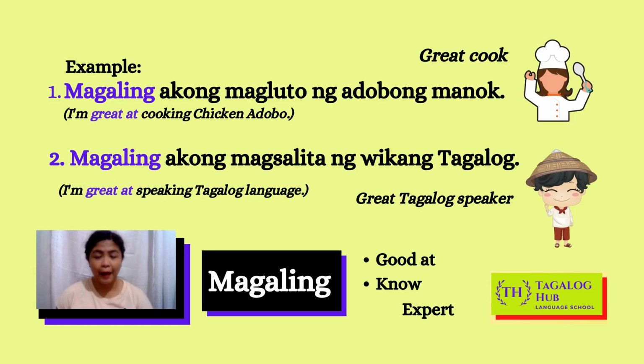Next word, magaling. We use this word if we want to express that we are good at something or know something on an expert level. Example, magaling akong magluto ng chicken adobo. In English, I'm great at cooking chicken adobo. As you can see, if we use magaling instead of marunong, we mean to say that we are referring to great. Example, in this sentence, you are not just referring to a good cook, but a great cook.